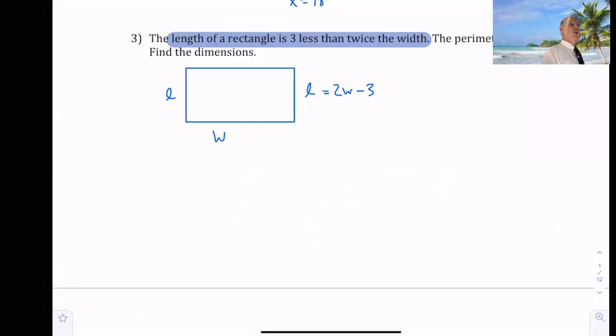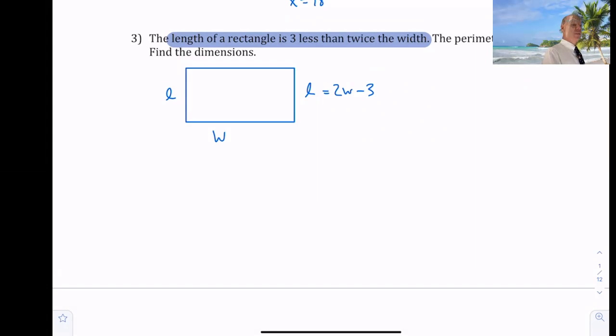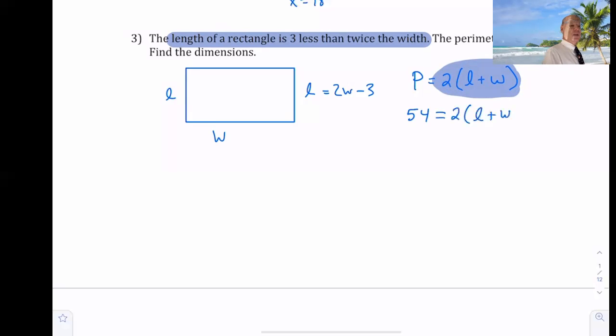Now, perimeter. You do have to know how to find the perimeter. The perimeter is always 2 times the length plus the width. I know in the old days we did 2L plus 2W, but to me it was always easier to add the length and width and multiply by 2. Now that you're older and wiser, this is the best formula. So what did they tell me the perimeter was? 54. So 54 equals 2 times L plus W.